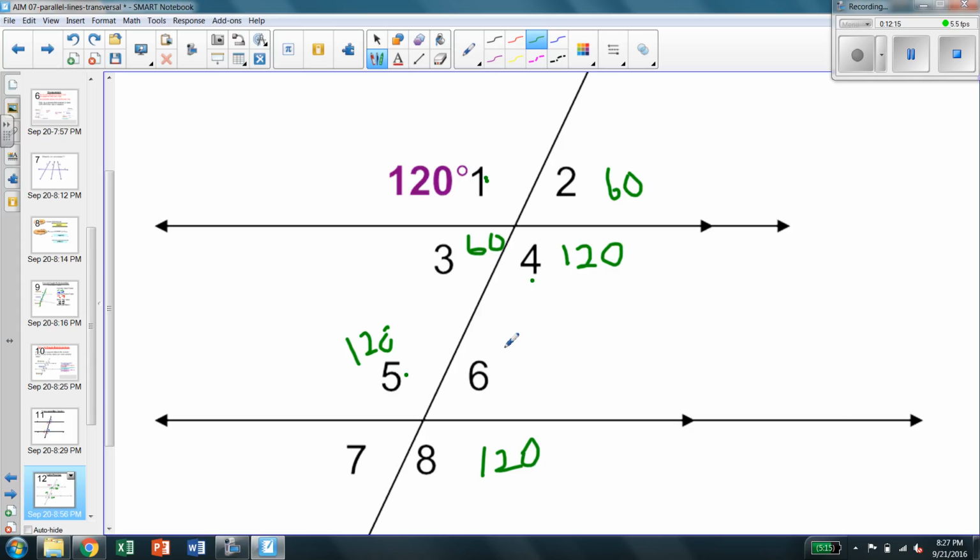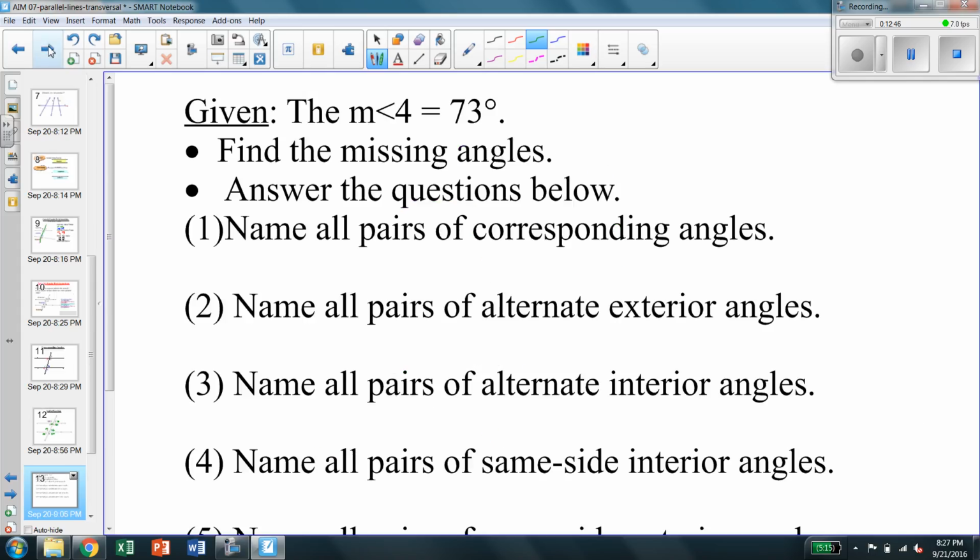We could use alternate interior here. These two are congruent, 60 and 60. And then, corresponding. This one's 60, so this one corresponds to the bottom left. And again, that's just the way we did it right now, but you can use any combination in any order of what we did to fill out all these angles. Basically, all these angles copy down here. That's one way to think about it.